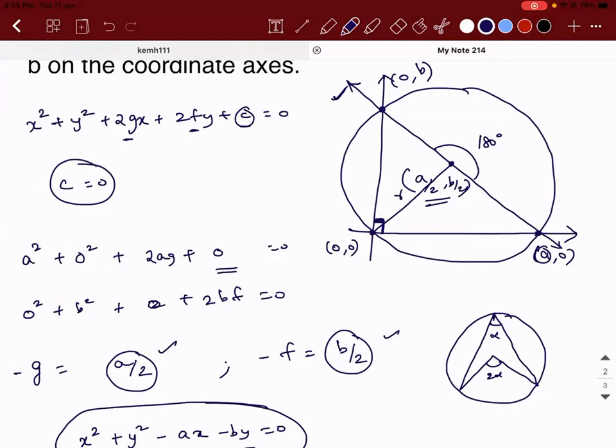Once you get the center and radius, will you be able to write the equation? If you do it, you're still going to get the same equation. Is that clear? This method will save you when this point is something other than the origin. It will reduce the number of steps. That's all I can say. So this is additional info.